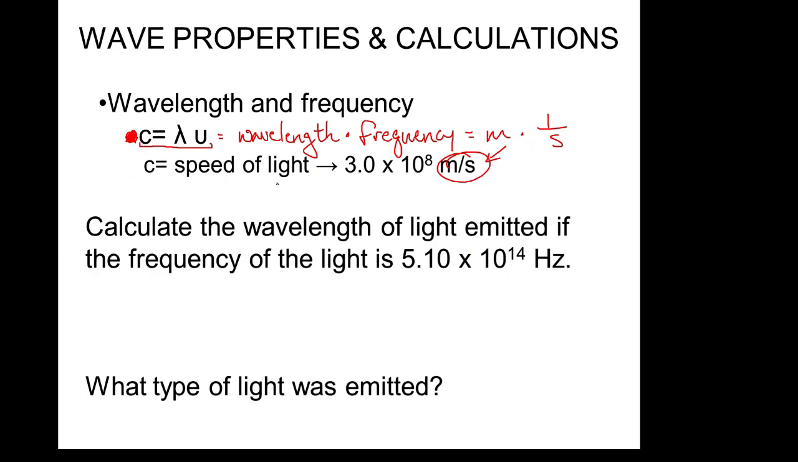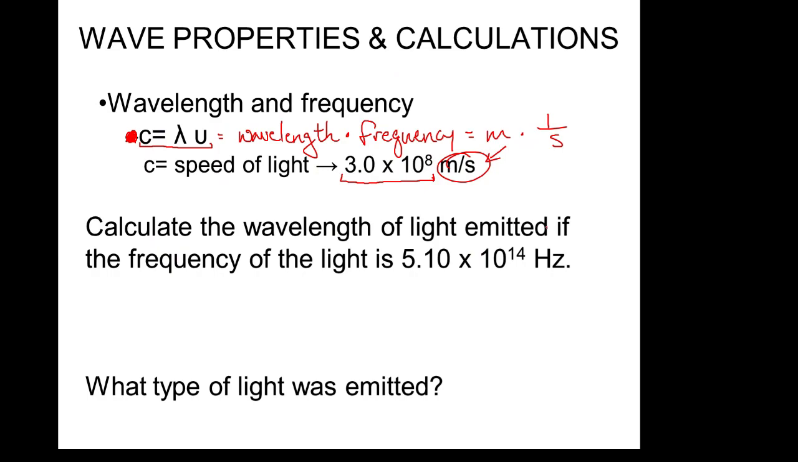C is a constant, defined as the speed of light, which we assume doesn't really change. It actually does change a little as you change mediums, but we're going to assume it changes by such a small amount that it doesn't matter. We're going to define it as 3.0 times 10 to the 8th. So that's a defined number for you.